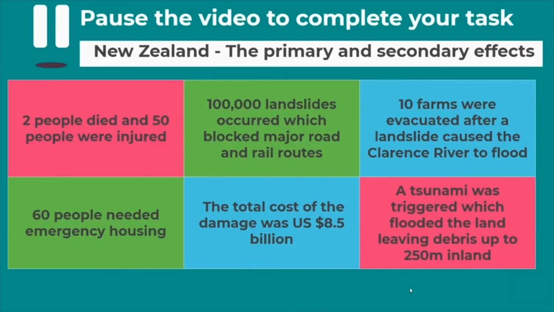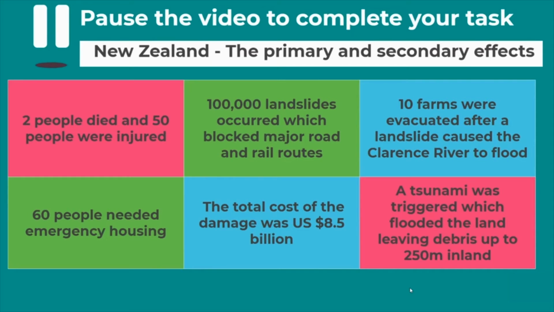Okay, so the first thing that we're going to do is have a look at the primary and the secondary effects of the New Zealand earthquake. Now, just as a recap, primary effects are the immediate effects of the earthquake. So anything that is caused by the ground shaking and immediately happens would be a primary effect. A secondary effect is something that would happen in the weeks, the months, the years following the hazard.